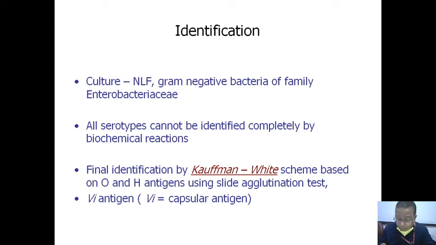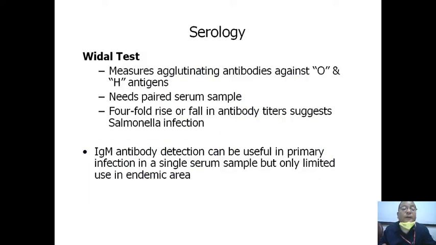But at this moment, the typhoid conjugate vaccine is based on the Vi antigen. So if you have a large amount of Vi antibody in the blood, this individual may also be a vaccine recipient. Okay. So the Widal test, I already told you, is based on the O antigen and H antigen.